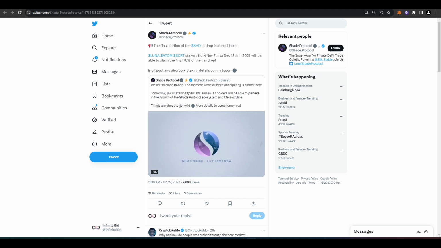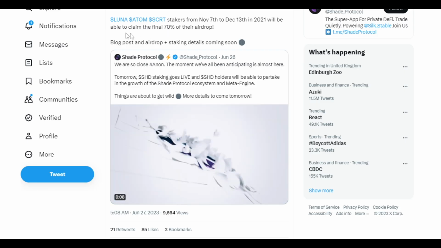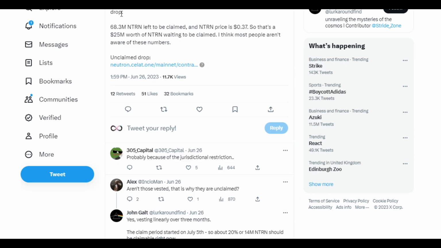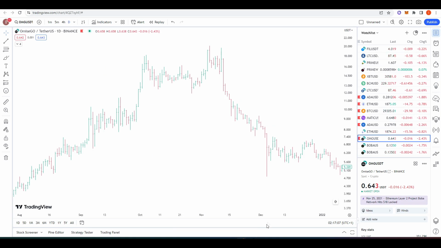So Shade Protocol, for example, is airdropping tokens to people who staked Atom, Luna, and Secret. We also have the NTRN airdrop to Atom stakers. We also had the Juno airdrop to Atom stakers as well, which was quite a lot. I think Evmos had an airdrop too. So this is one area that you'd definitely want to take a look at. I think Atom delta neutral airdrop farming is probably a good place to start.